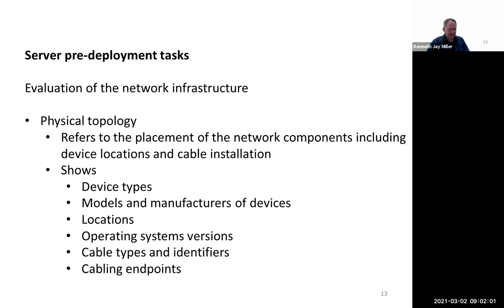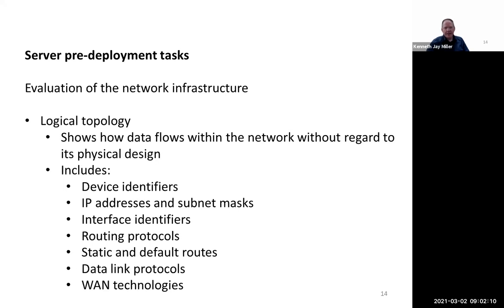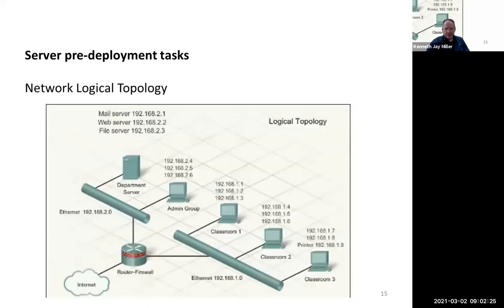Last week you're chatty. So you're gonna see device types, models, operating system versions, where are they physically located? And then logically, we'll have the IP address, subnet mask, routing protocols, static and default routes, connection types, right? That's on the physical, right? With the fiber optic and the cabling and so forth.